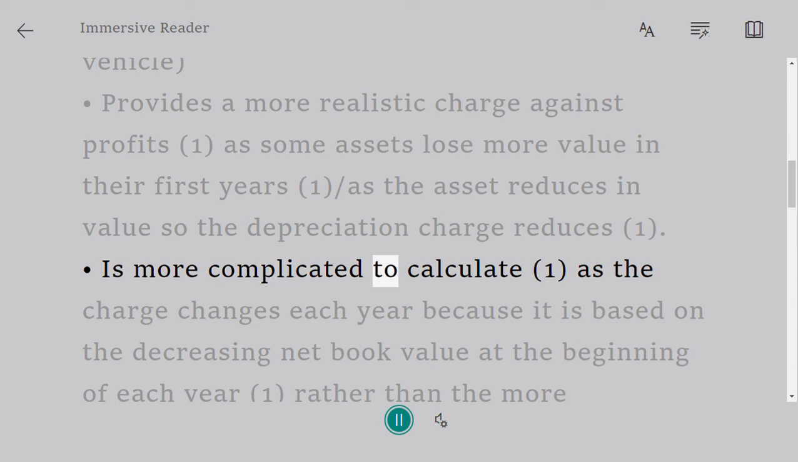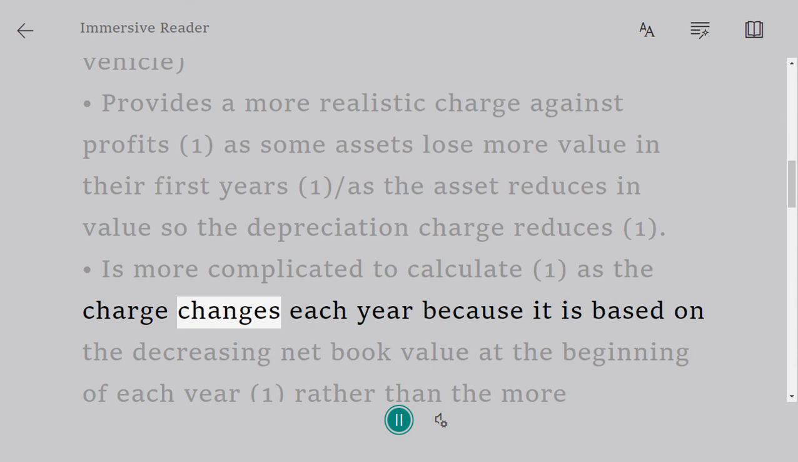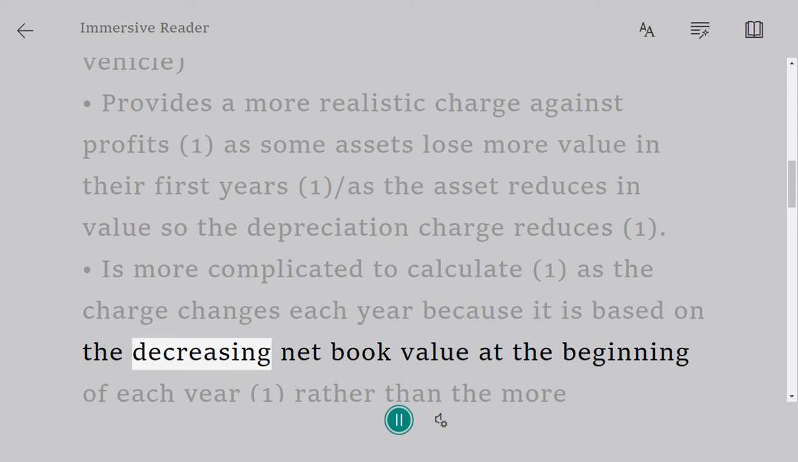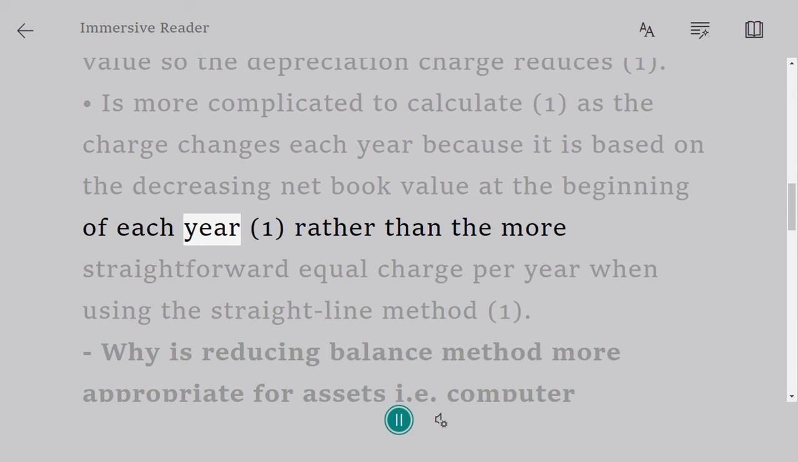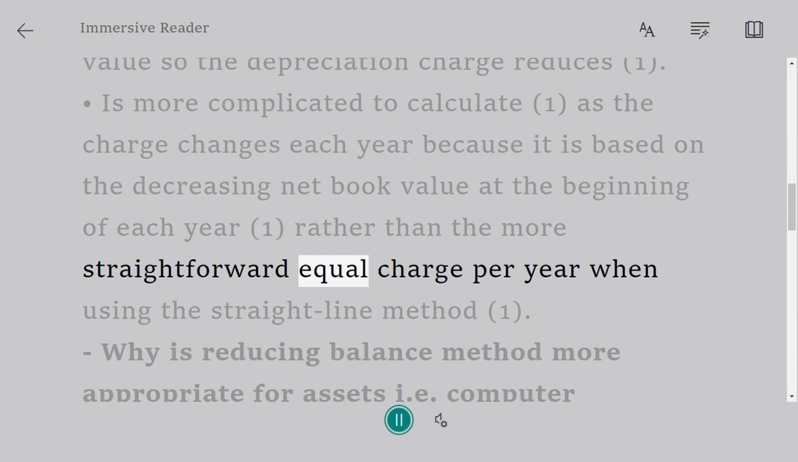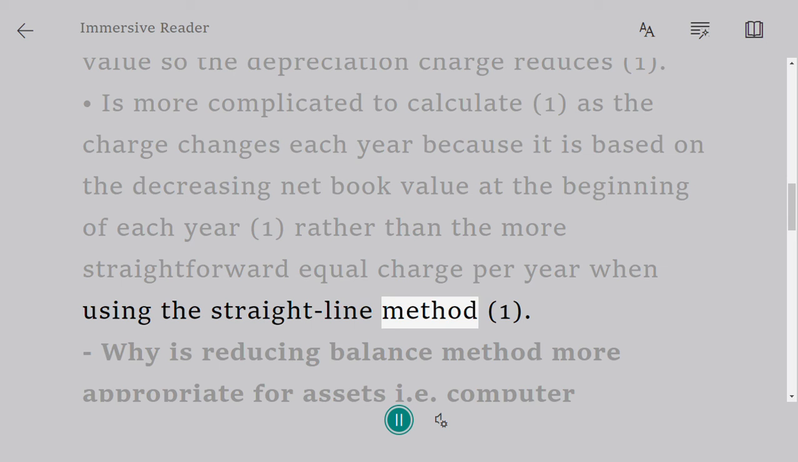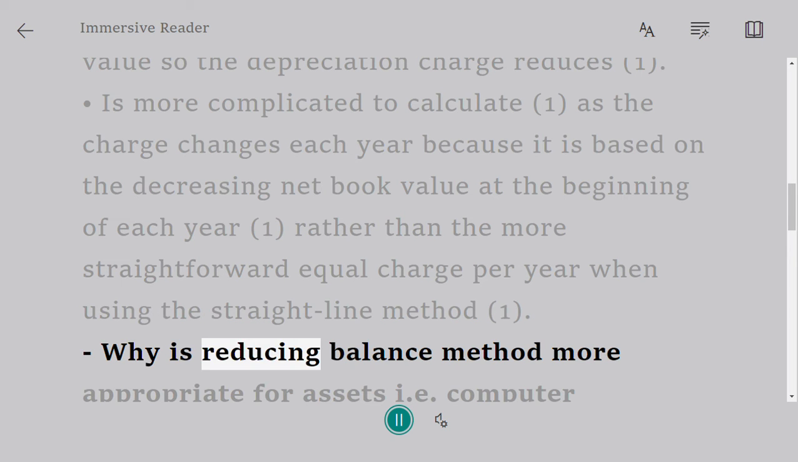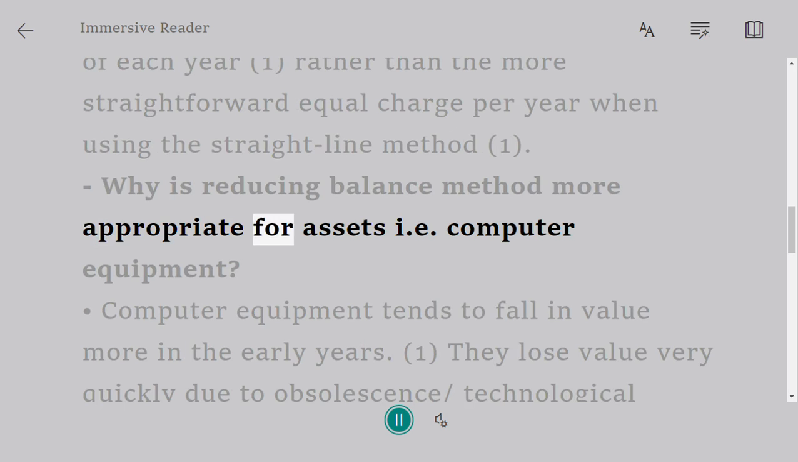Is more complicated to calculate, as the charge changes each year because it is based on the decreasing net book value at the beginning of each year, rather than the more straightforward equal charge per year when using the straight-line method.